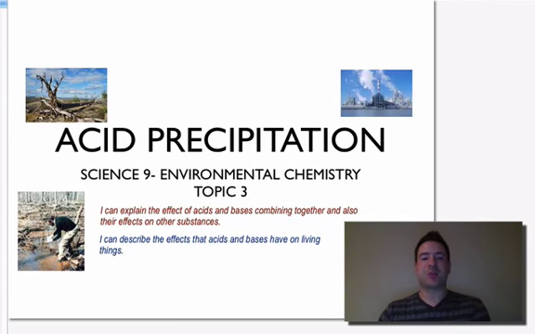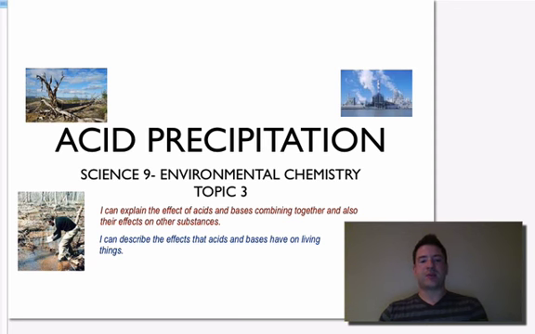Today we're going to be talking about acid precipitation, or as we would know it, formerly known as acid rain. So this is Science 9 students studying environmental chemistry. You'll find this in topic 3 in your textbook if you want to reference this information for study purposes.